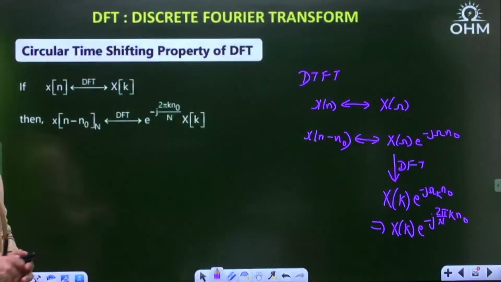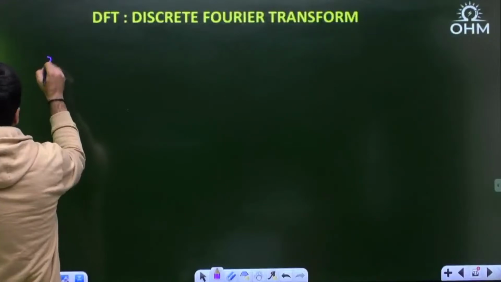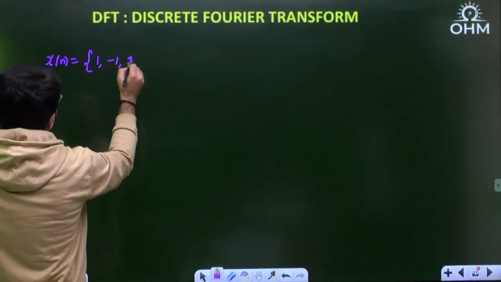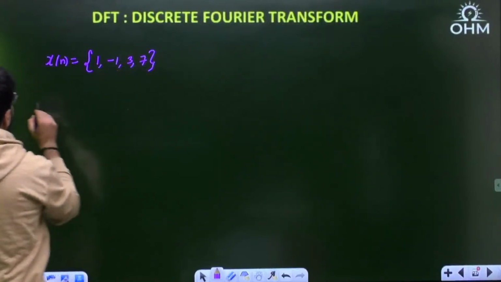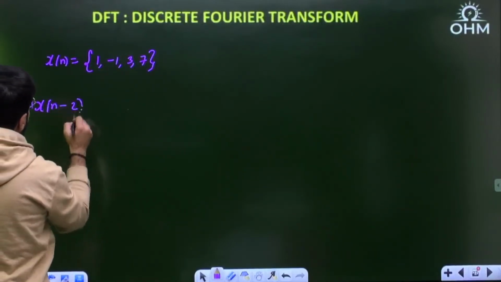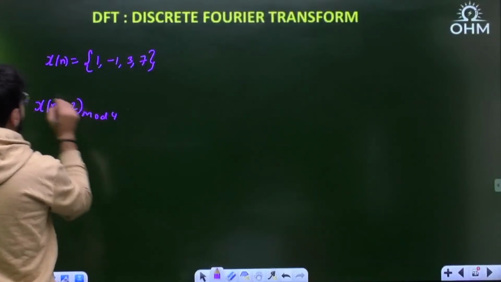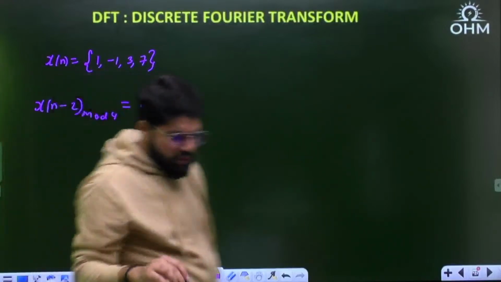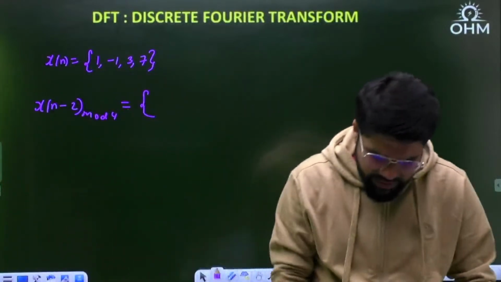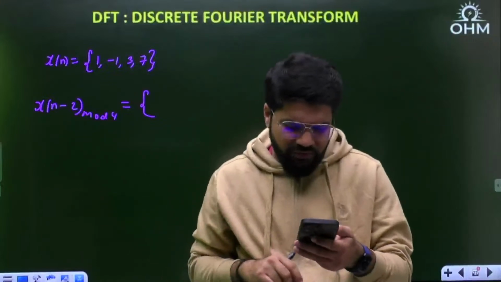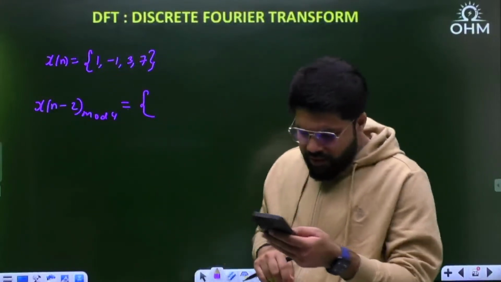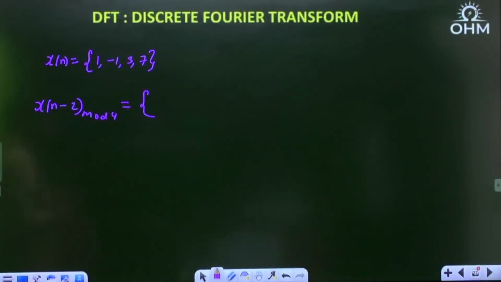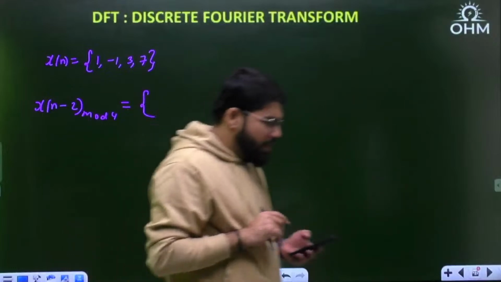What is circular shifting? I'll again take an example here. Suppose I first write down a 4-point example. If I ask you x of (n minus 2) mod 4, this is what I mean by circular shifting. So normally what is x(n minus 2) here? I'll explain very simply. I'm not deriving this circular shift, but at least the result you can write down very clearly.